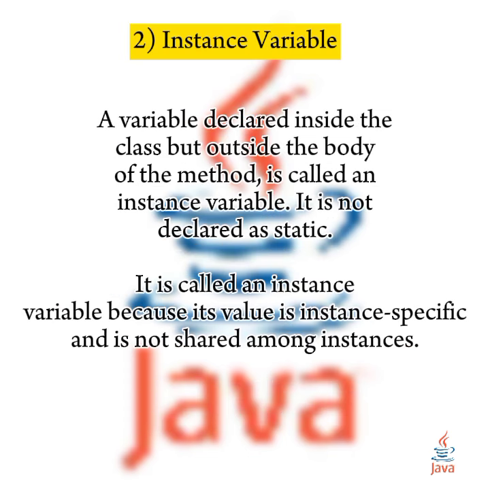A variable declared inside the class but outside the body of the method is called an instance variable. It is not declared as static. It is called an instance variable because its value is instance-specific and is not shared among instances.